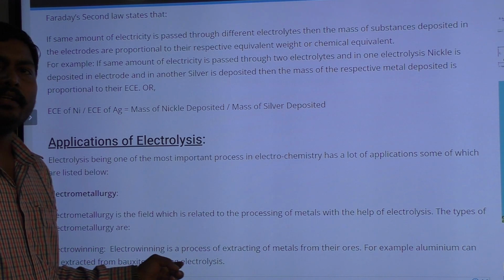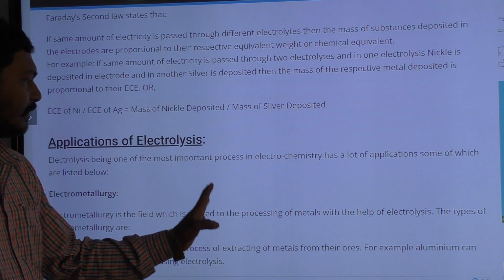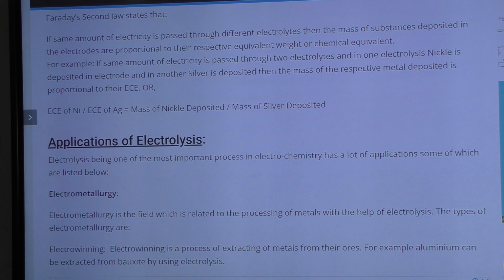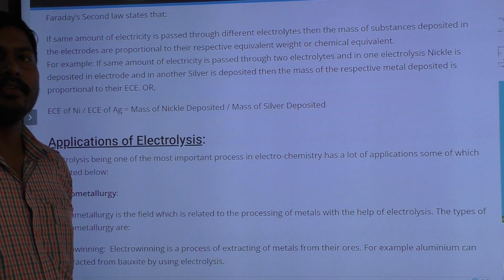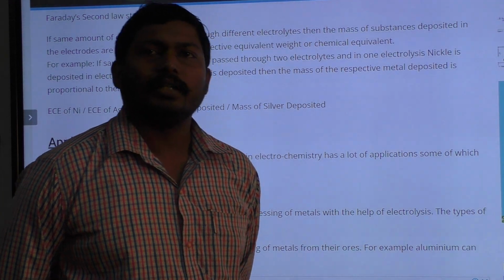Electrowinning, what is electrowinning now? Electrowinning is a process of extraction of metals from their ores. For example, aluminum can be extracted from bauxite by using electrolysis. So this was all about electrolysis.